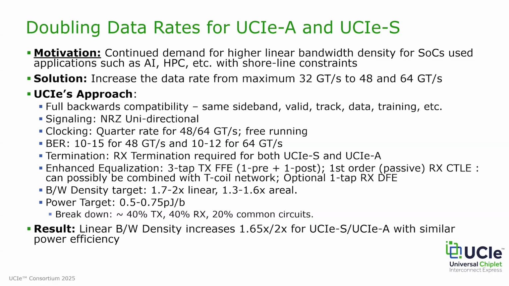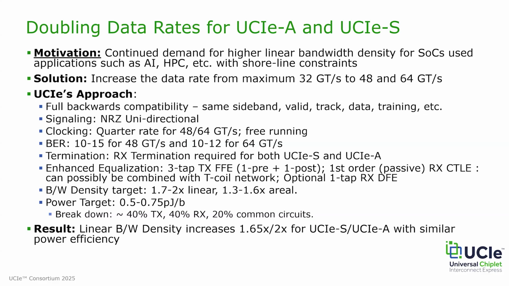The technical approach to achieving these higher data rates is that we continue with the NRZ signaling. This is the non-return to zero unidirectional signaling. This is a proven technique that offers very robust signal integrity, and it is consistent with the prior versions of the specification. Additionally, the existing quarter rate clocking that existed for 32 gig and lower data rates like 24, 32, extends to 48 and 64.